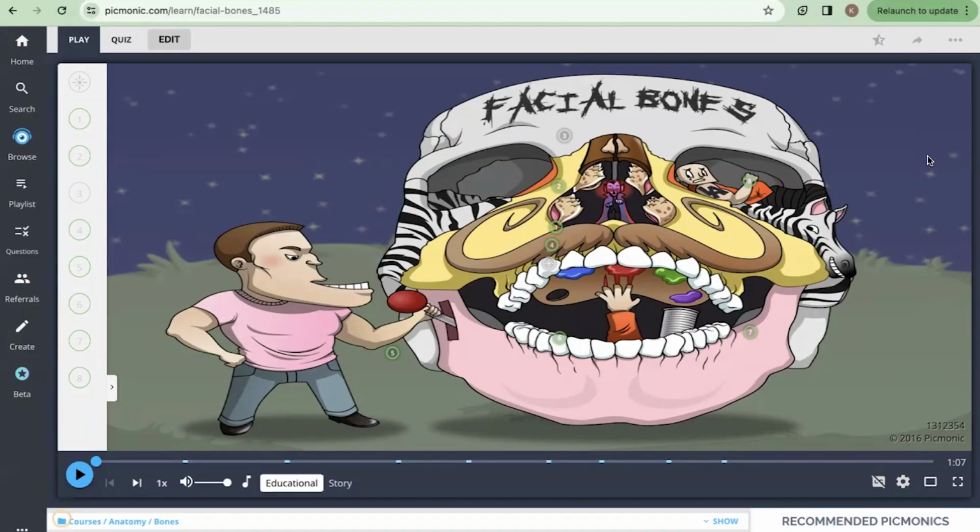Everyone. Let's learn some anatomy with Picmonic. This one is going to go over facial bones. So we'll watch the Picmonic together and then take the quiz at the end to see what we learned.